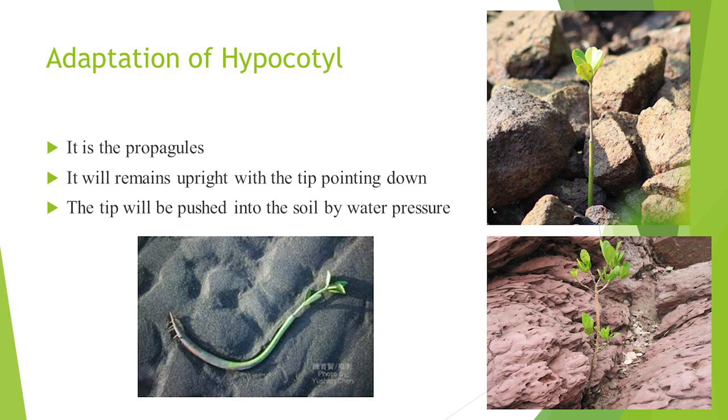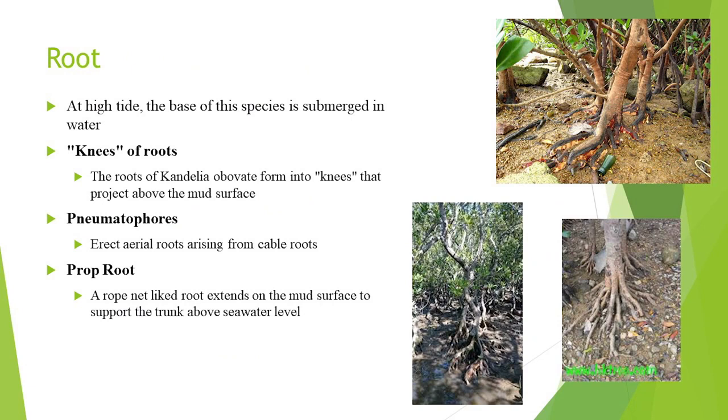Hypocotyls of the Kandelia obovata are much longer than those of other mangroves, so they have to drift to deeper water to take root. As a result, Kandelia obovata communities are generally found at the forefront of the intertidal zones. At high tide, the base of the species is often submerged in water.